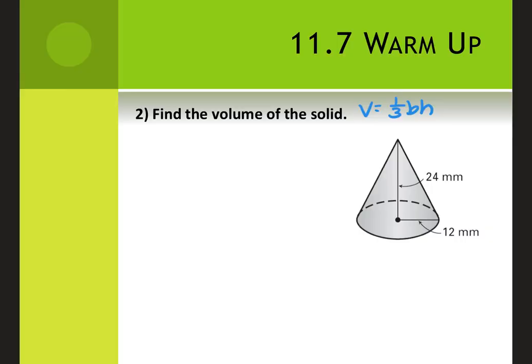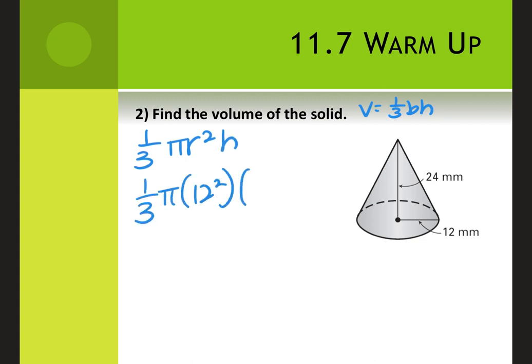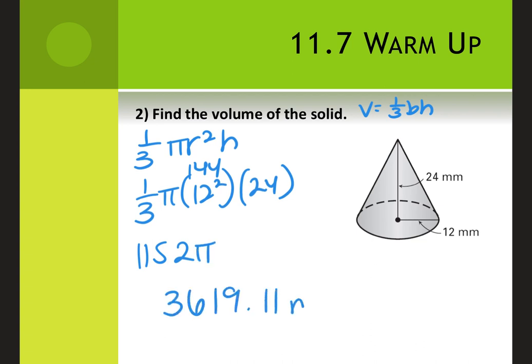Okay, 2, volume of a solid. This time it's a cone, 1/3 base area, or 1/3 pi r squared times h. 1/3 pi 12 squared times 24. This is 144, and you get 1,152 pi, or 3,619.11.